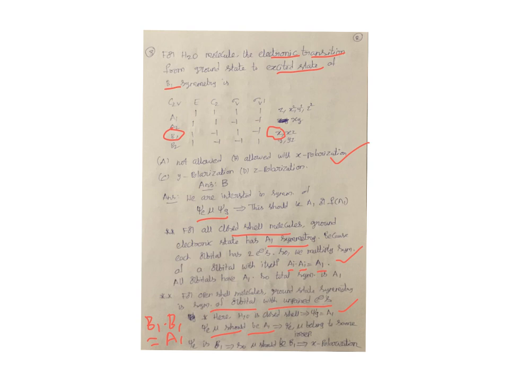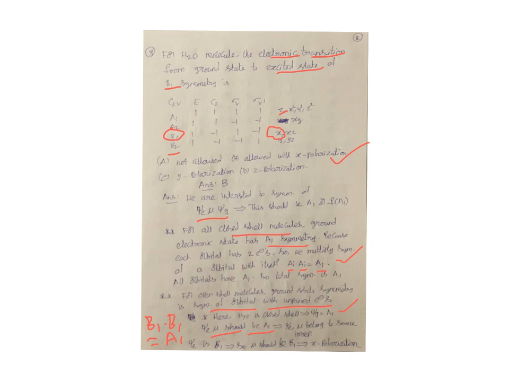So the option is B. The transition is allowed with X polarization. It is not allowed with Y polarization or Z polarization. Because if you consider Y polarization, then it will become B1 into B2, which is not equal to A1. If you consider Z polarization, then you will get B1 into A1, of course, which is not equal to A1.